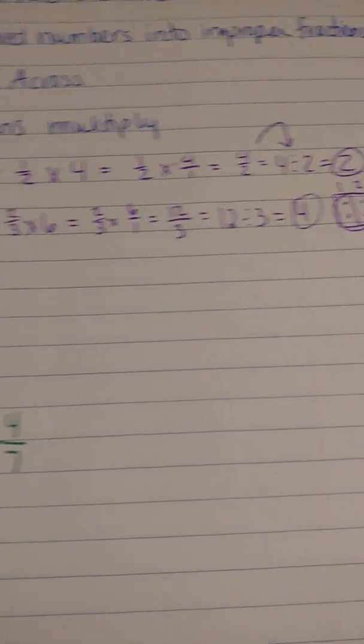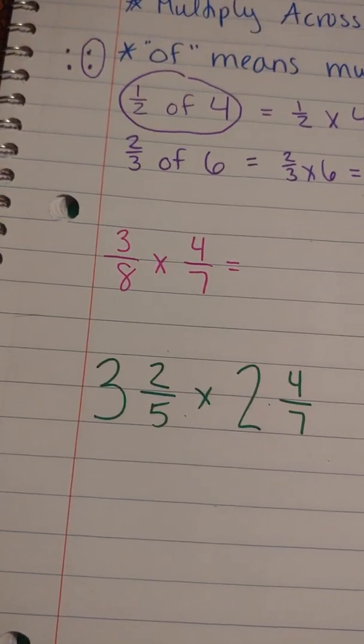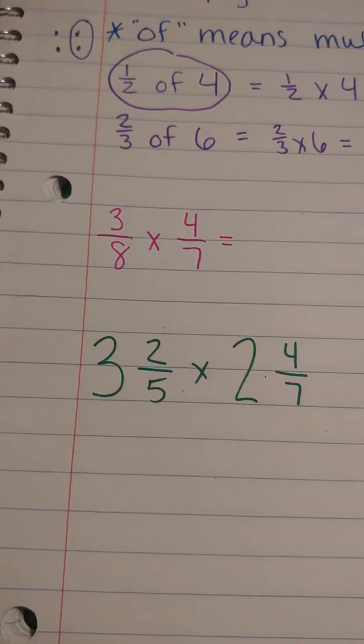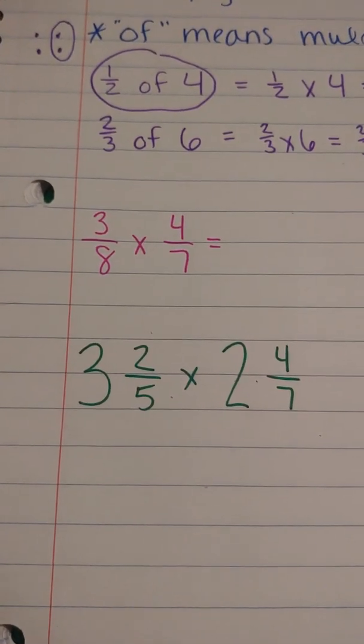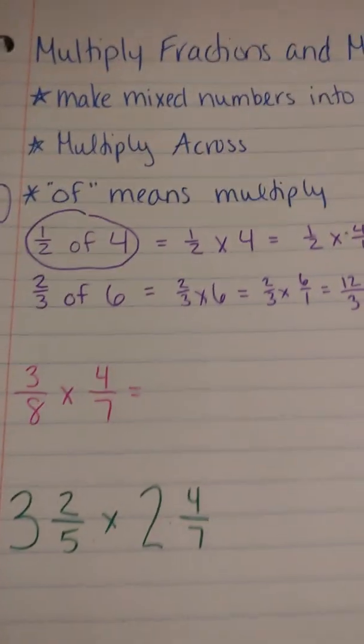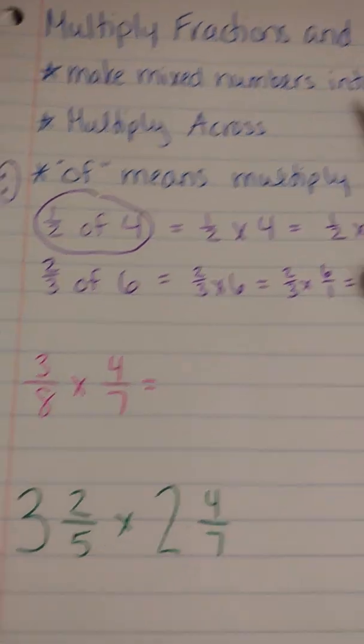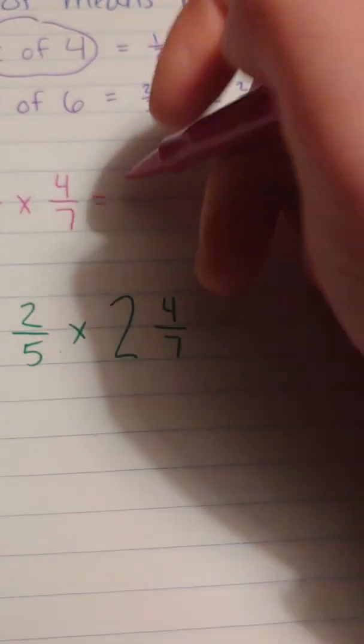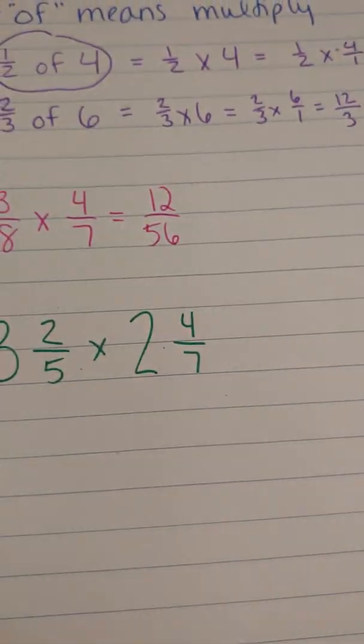Okay, so now we're going to move into multiplying a fraction by a fraction. This is with no whole numbers. And I simply have to remember that I have to just multiply across. So when I do this, 3 times 4 is 12. 8 times 7 is 56.